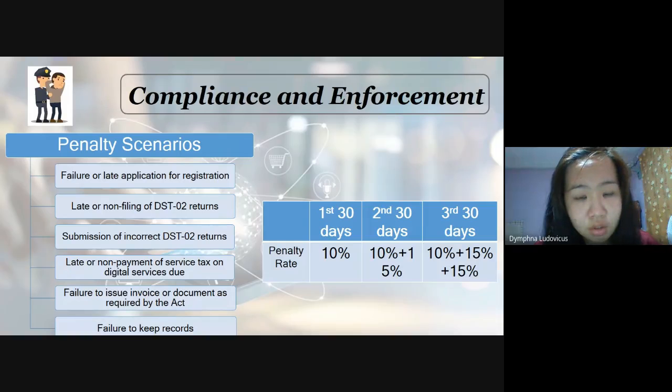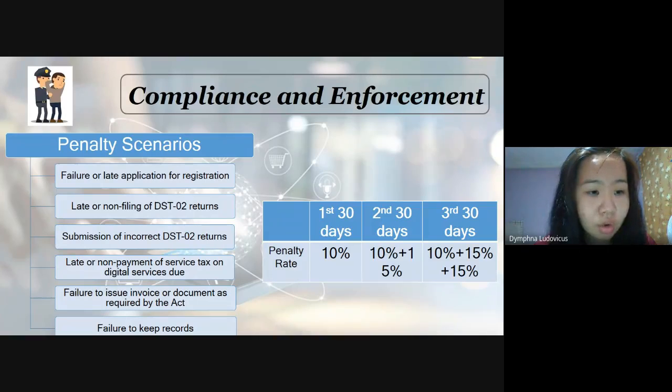So, next slide, okay. Compliance and enforcement. So the penalty scenarios are failure or late application for registration, late or non-filing of DST-02 returns, submission of incorrect DST-02 returns, late or non-payment of service tax on digital services due, failure to issue invoice or document as required by the Act, and failure to keep records.